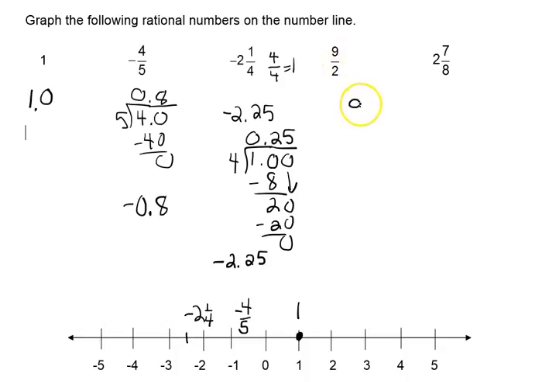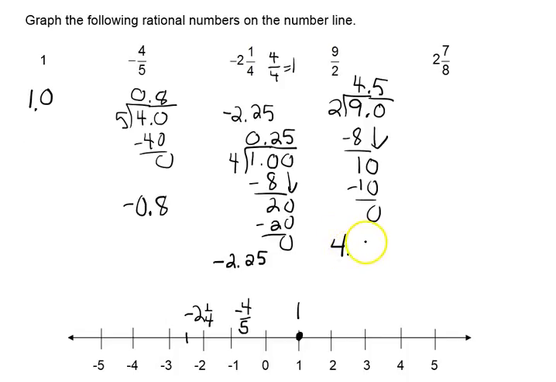9/2. 9 divided by 2. 2 goes into 9 4 times, which is 8. We have 1 left over. 2 does not go into 1, so we add our decimal, bring it up, and a place value. Bring that place value down. 2 goes into 10 exactly 5 times. So 9/2 is the same thing as 4.5.